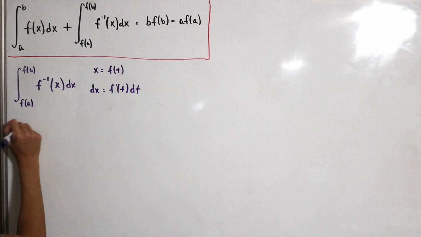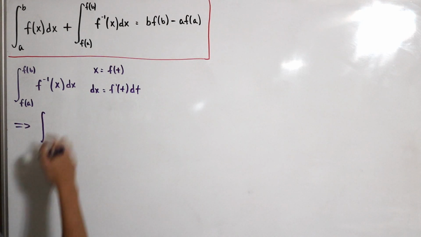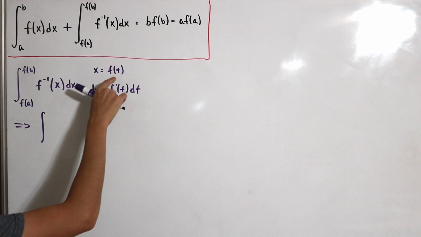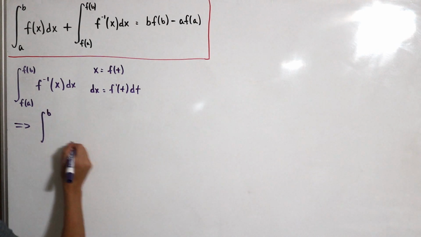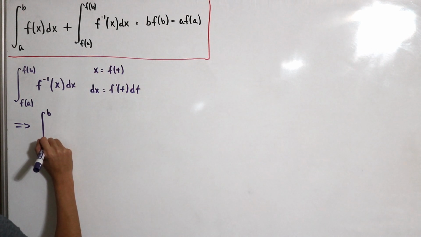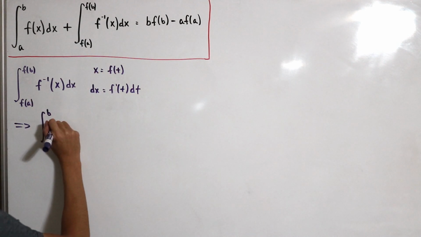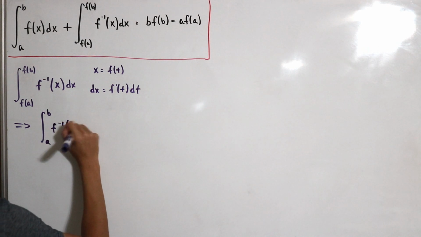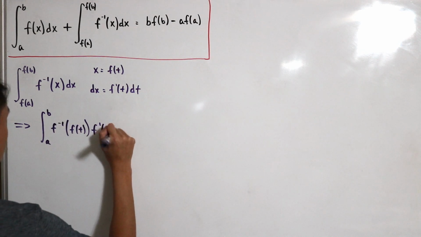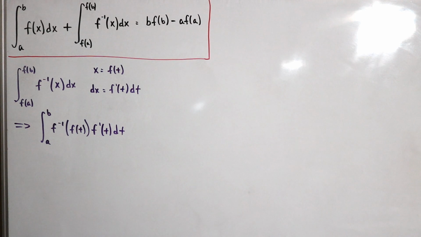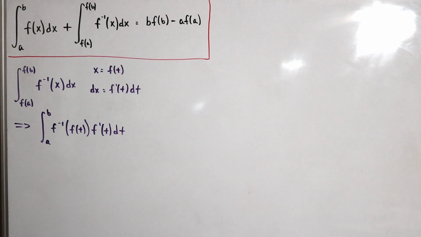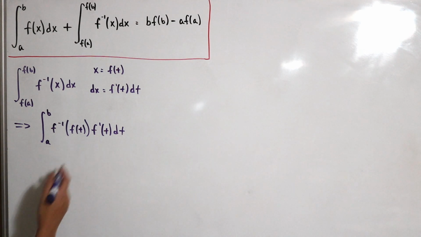If I substitute everything back, and plug in our new bounds: f of b equals f of t, so the new upper bound is b, and for the lower bound f of a, t would be a. Then we plug in f inverse of f of t, and dx as f prime of t dt. Using the properties of inverse functions, the inverse function of the function itself just gives the variable back, so this is just t.